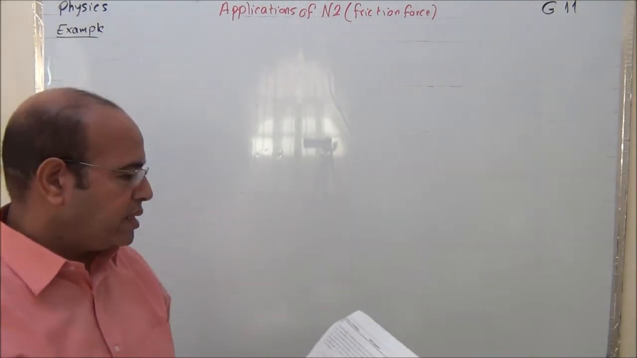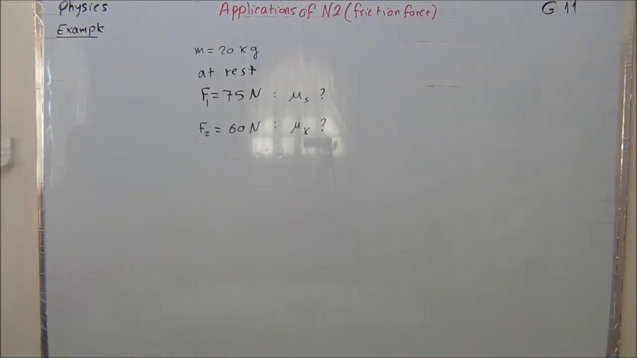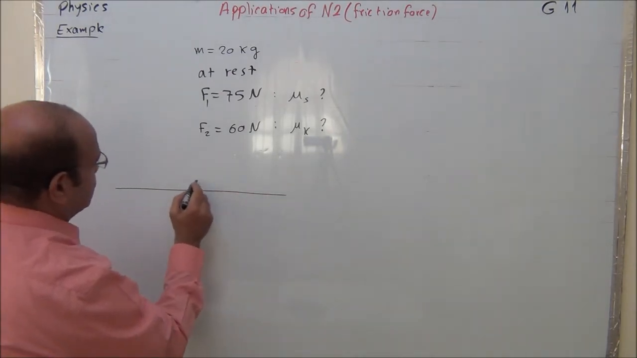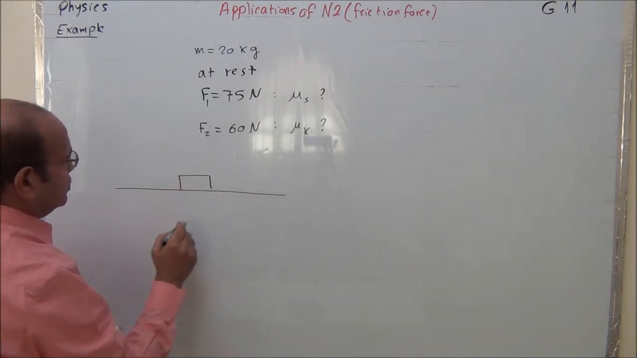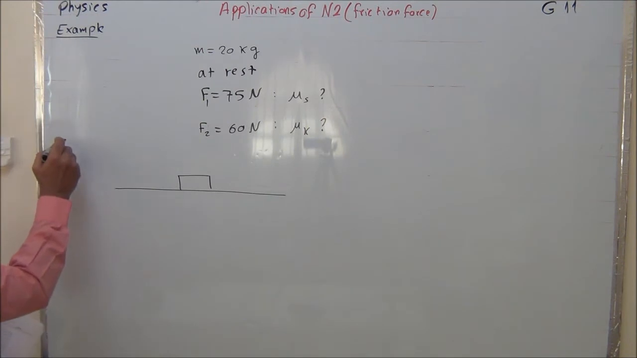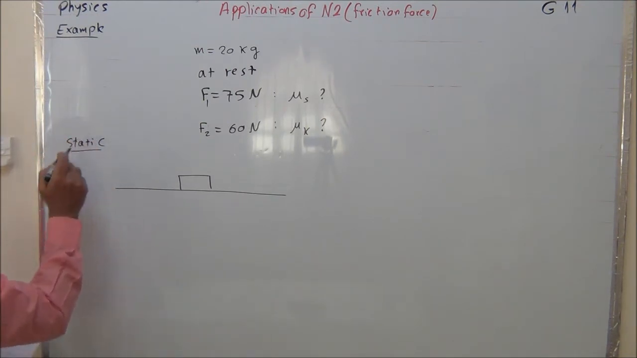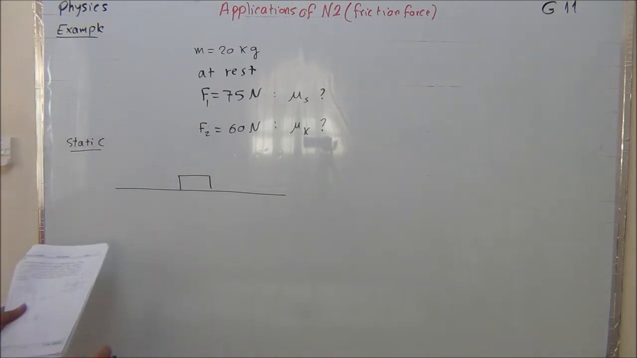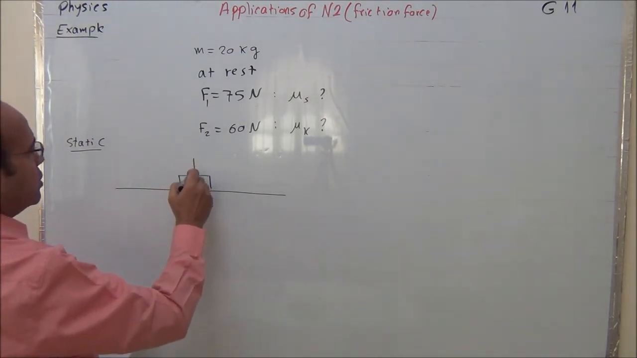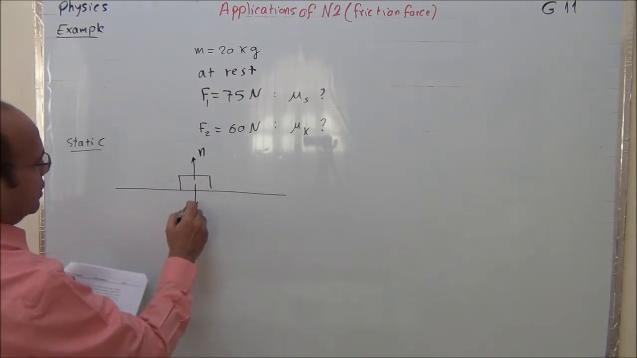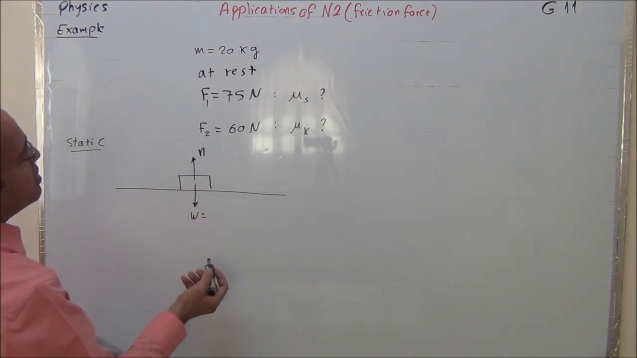Welcome back. In this example, the given is that M equals 20 kilogram at rest. The object is at rest, so we draw the object. This is the first case, static, no movement, it's at rest, static. This is the normal contact force, and this is the weight acted downwards, equals mg.